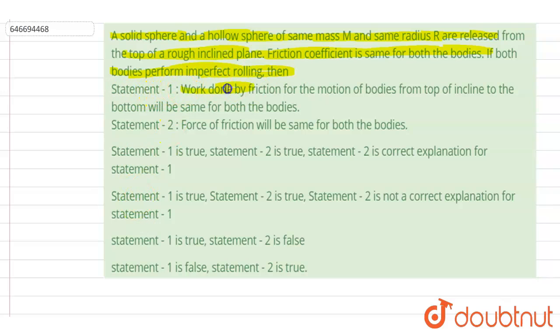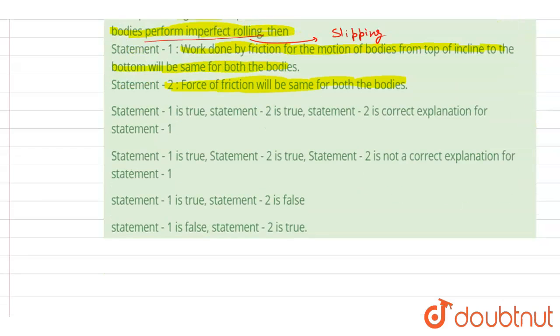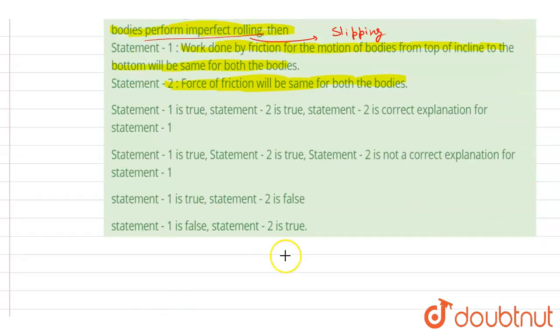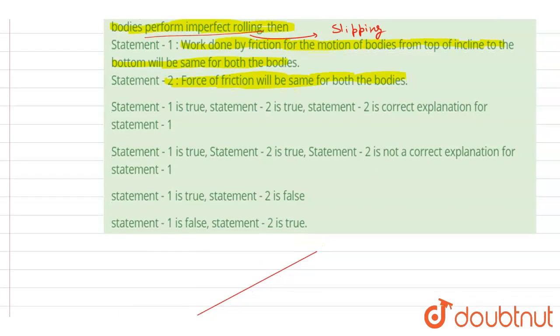Two statements are given. Work done by the friction for the motion of the bodies from the top of the inclined plane to the bottom will be same. Second statement says that the force of friction will be same for the bodies. So as you see, the masses are same, right, and imperfect rolling means slipping is taking place, so the limiting friction will be acting here, right?